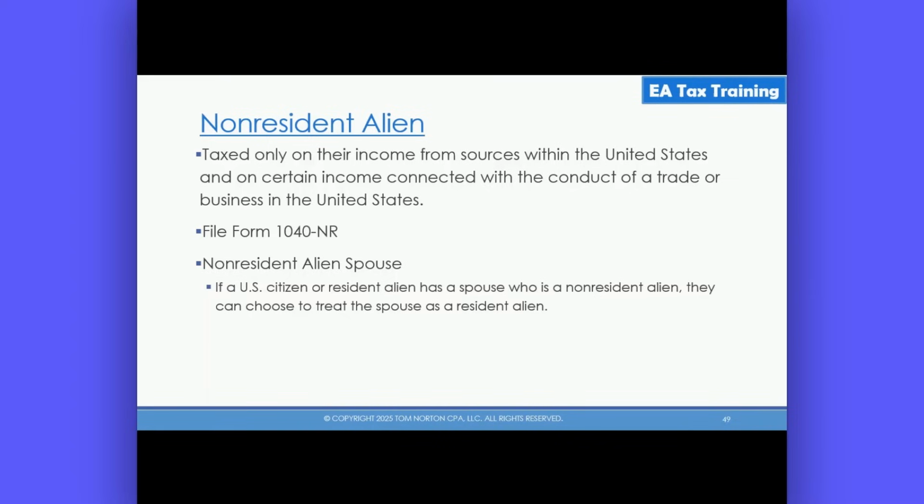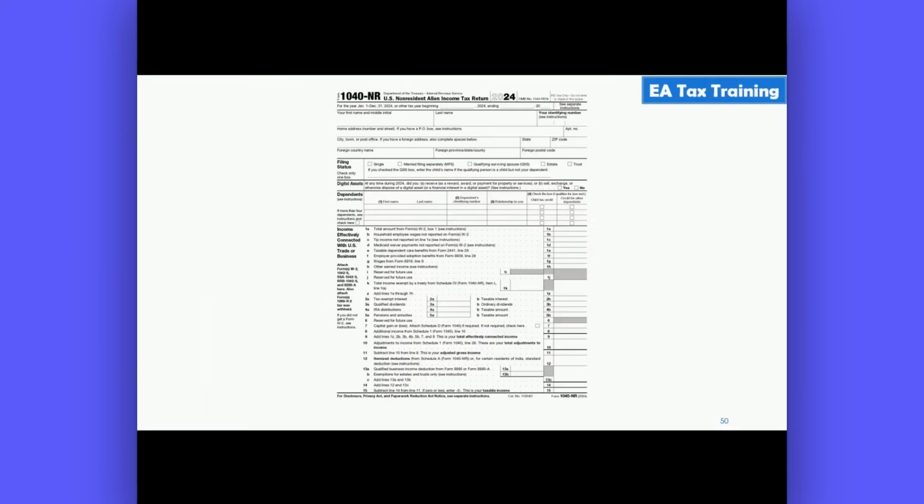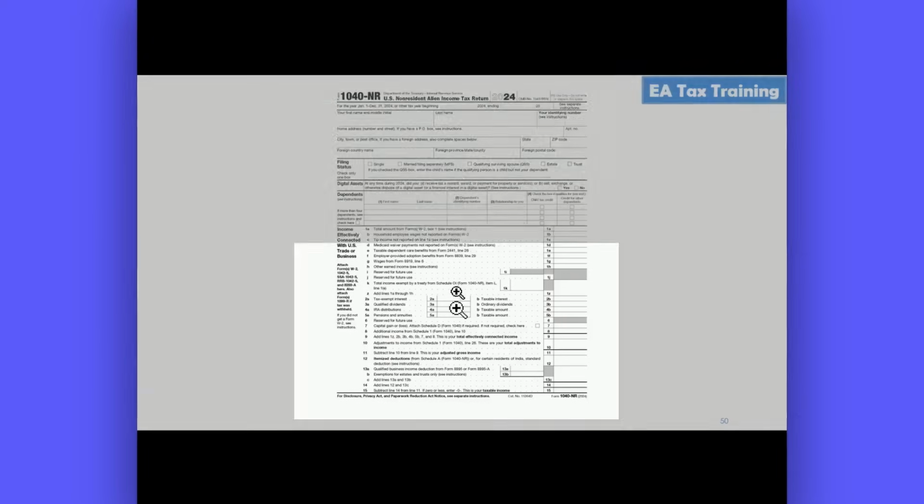source income. So the IRS is either going to be ahead of the game or they're going to break even if that non-resident alien spouse chooses instead to be taxed as a resident alien. So let's look quickly at that 1040 NR. The NR is for non-resident. So you can see just at first glance, it looks a lot like the 1040.